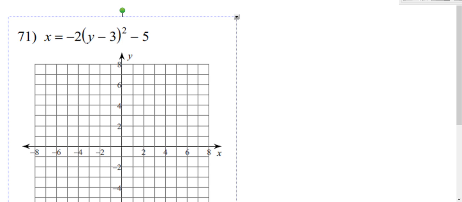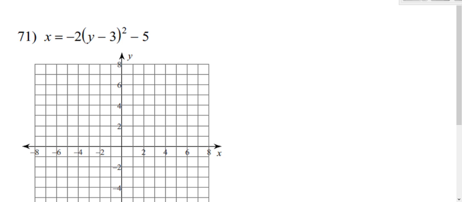So for number 71, x equals -2 (y minus 3) squared minus 5. So the first thing we need to do is identify h and k. So here's y, so this is k that's grouped with it. So that'll be a positive 3.